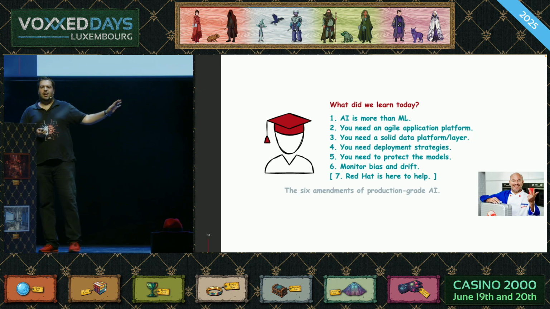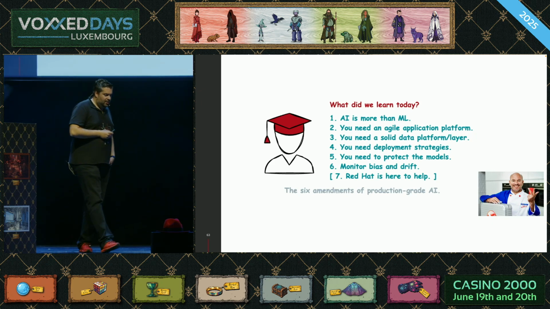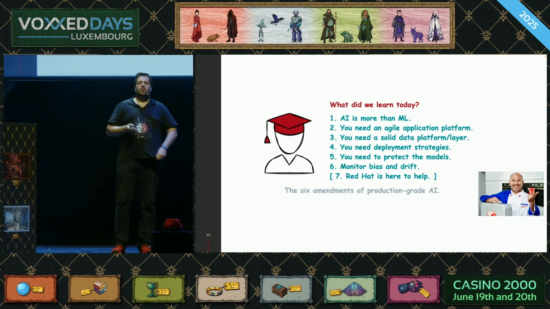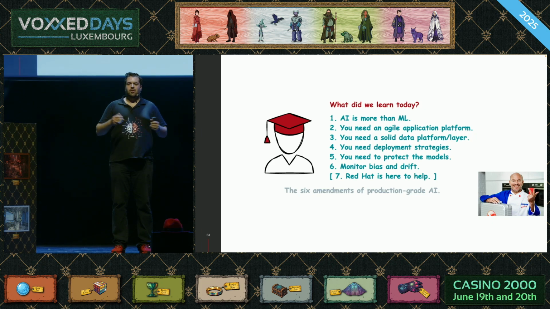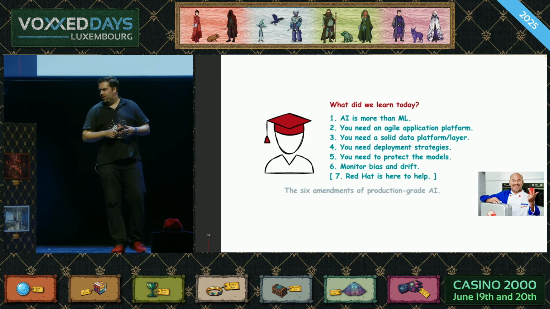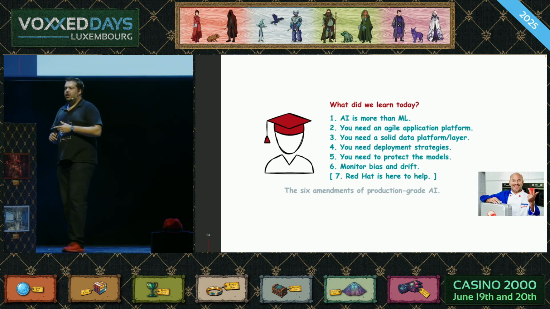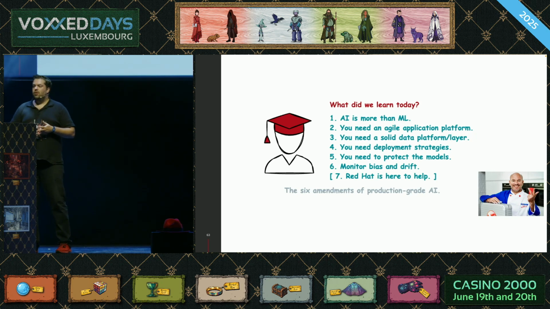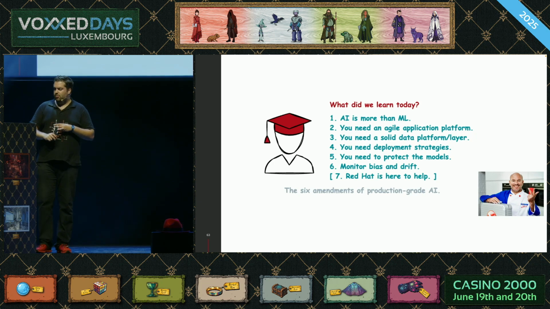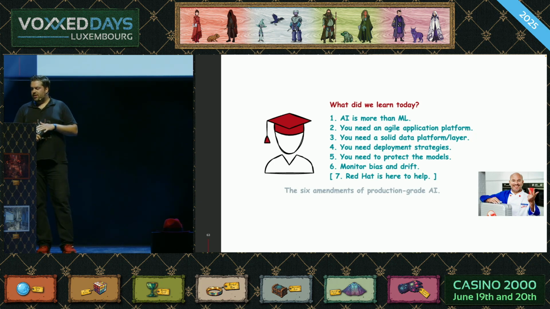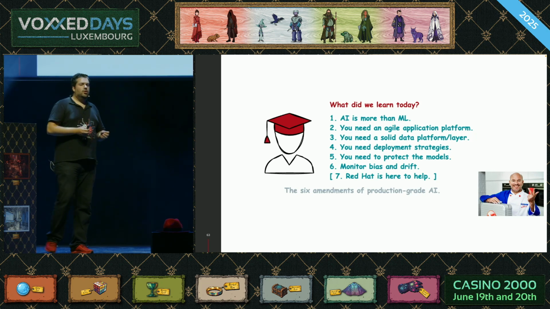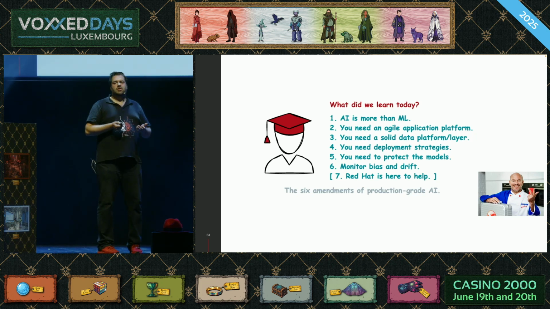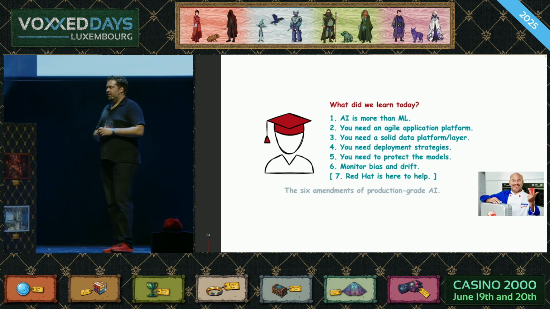So as the last slide, in Belgium, we have already had a famous cook who always ended his talks with, what did we learn today? So AI is way more than machine learning. It's an entire ecosystem now. You'll need an agile application platform, a solid data platform. Think about the deployment strategies and how to protect the models, and monitoring, for example, for bias and drifts.